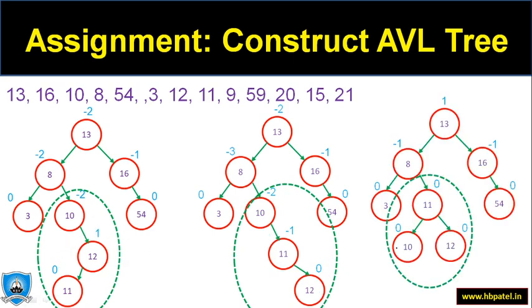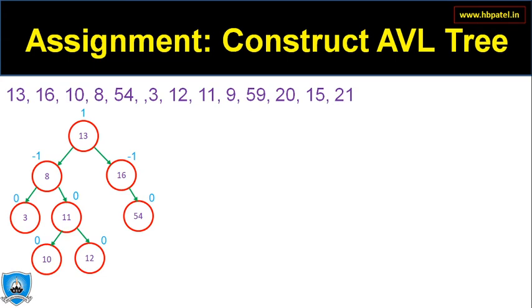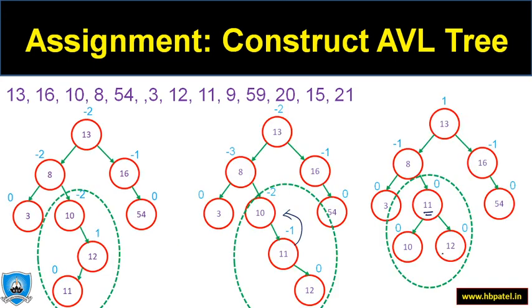This 10 will go down, 11 will become my new vertex, and 12 will become the right node for this 11. So now you can see that automatically this problem has been resolved over here.